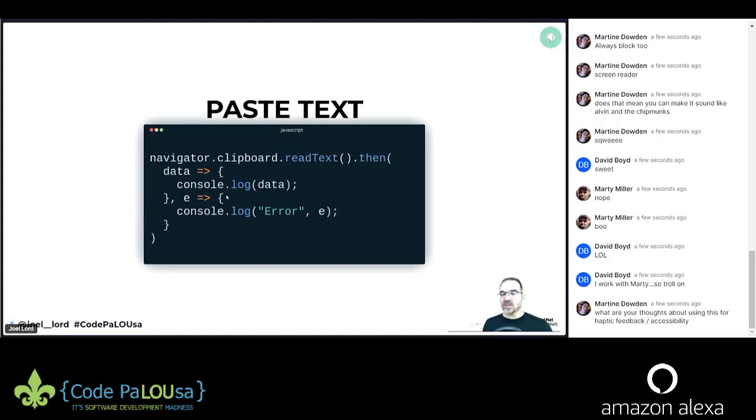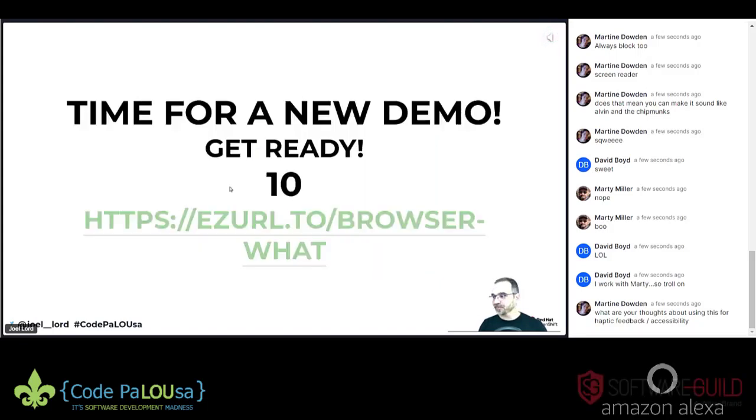Some browsers, like Chrome, will actually let you read text, so you can read from the clipboard. So it's just navigator.clipboard.readText, and you also have a promise-based API, so you'll just get the data inside that clipboard. All right, so time for a demo.